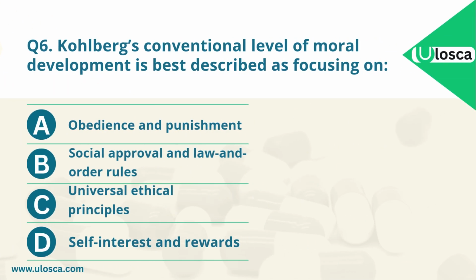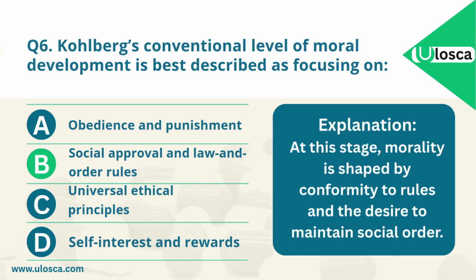The correct answer is B. Social approval and law and order rules. Explanation. At this stage, morality is shaped by conformity to rules and the desire to maintain social order.